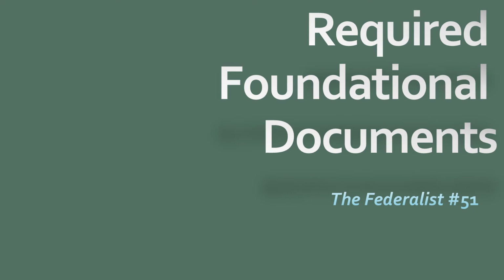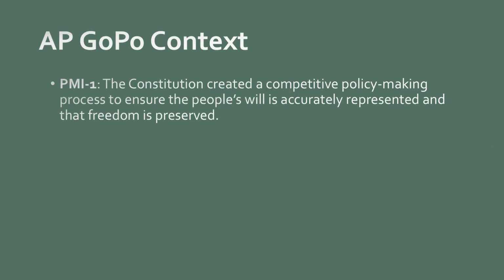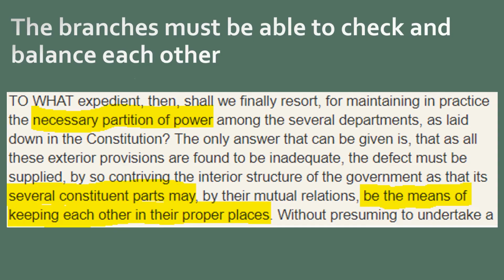All right, welcome back. Our third required foundational document, Federalist No. 51. All right, so our context for this one is a little bit different. The Constitution created a competitive policy-making process to ensure the people's will is accurately represented and that freedom is preserved. So we're looking at competition and how that was created by the Constitution. So again, that's the prism with which we want to be viewing this document.